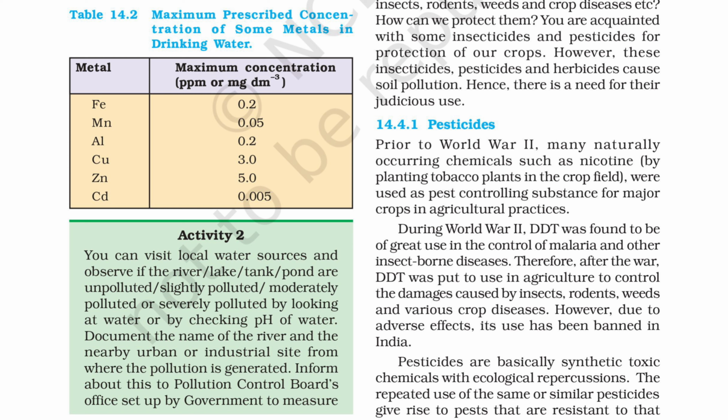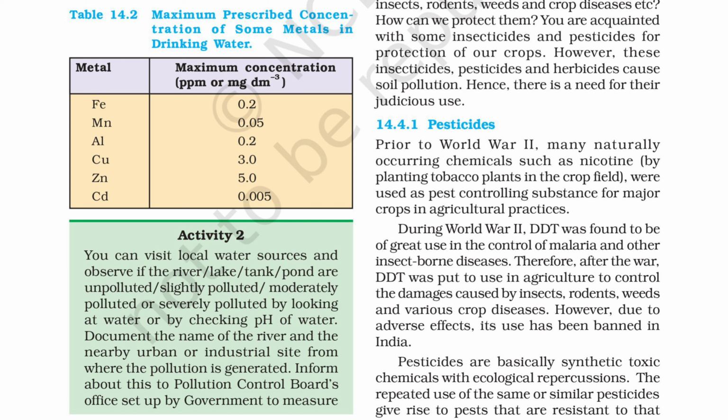You are acquainted with some insecticides and pesticides for protection of our crops. However, these insecticides, pesticides and herbicides cause soil pollution. Hence, there is a need for their judicious use. Pesticides. Prior to World War II, many naturally occurring chemicals, such as nicotine by planting tobacco plants in the crop field, were used as pest controlling substances for major crops in agricultural practices. During World War II, DDT was found to be of great use in the control of malaria and other insect-borne diseases.